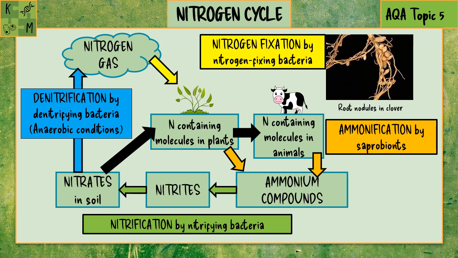The nitrogen gas can then be fixed by nitrogen fixing bacteria. So these are the bacteria that form a mutualistic relationship with leguminous plant roots, and they will convert the nitrogen gas back into nitrogen containing compounds.